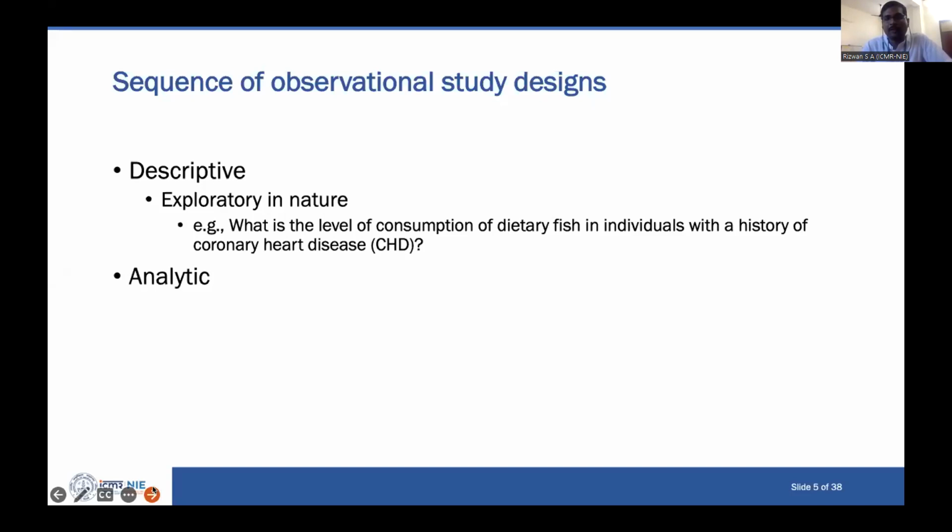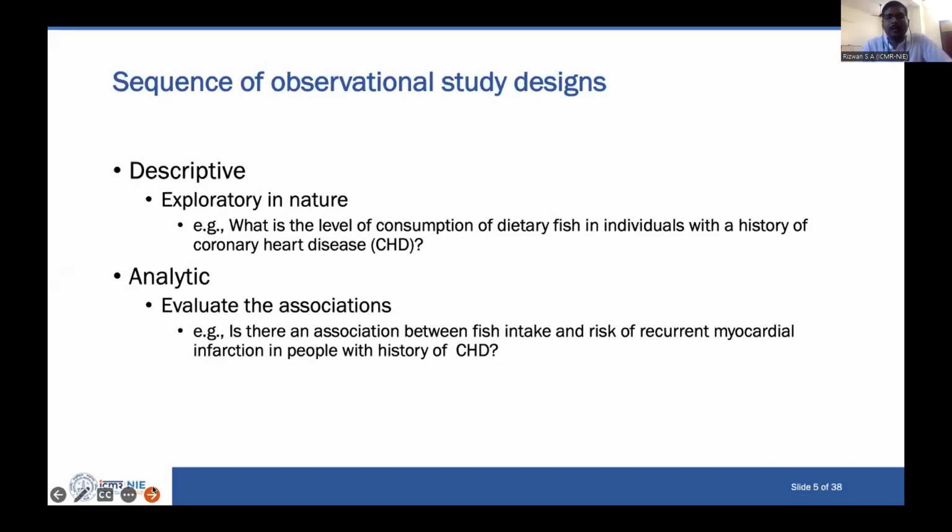The second part of observational studies is analytical, where you evaluate association. So whenever you use the word association, risk factor, associated factor, factors associated with, whenever you use terms like this in your objective, you are looking at an analytical observational design. So for example, is there an association between fish intake and risk of recurrent myocardial infarction in patients with a history of CHD?